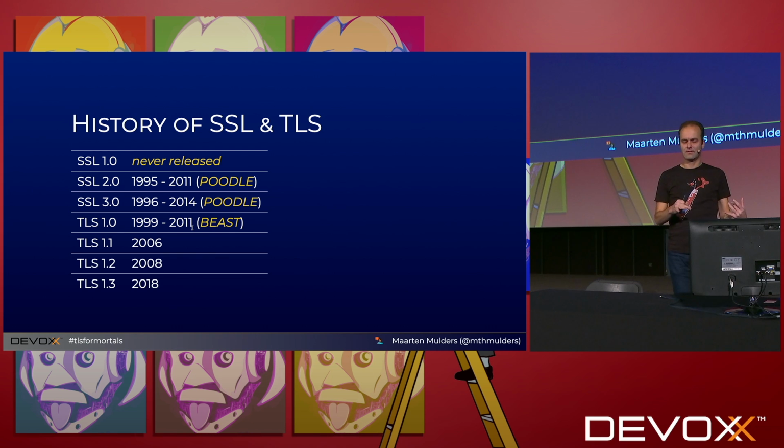Vulnerable to the Beast attack, so not to the Poodle attack, but the Beast attack. So any of those protocols, please, if you use them, stop doing that immediately, because there are published attacks that actually render them unusable. In 2006, TLS 1.1 was released. In 2008, TLS 1.2 was released. And last year, TLS 1.3 was released.